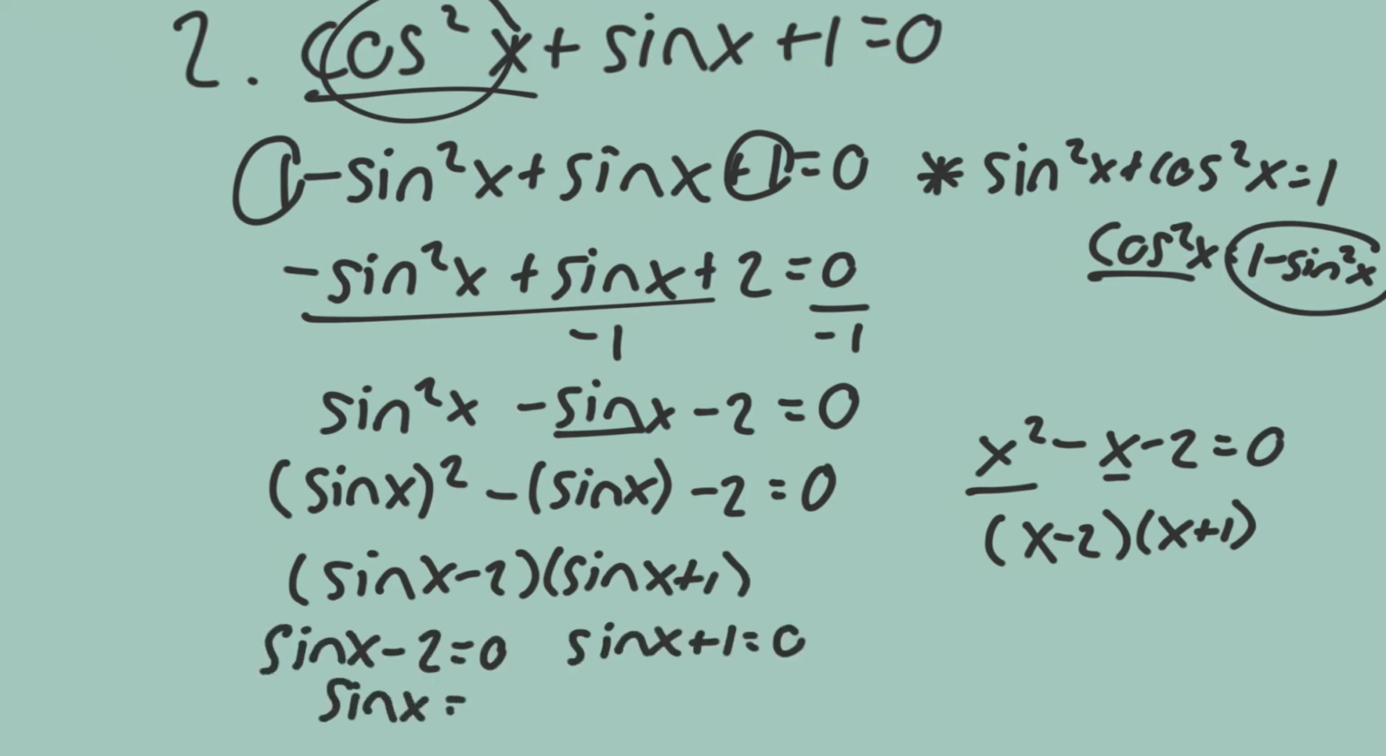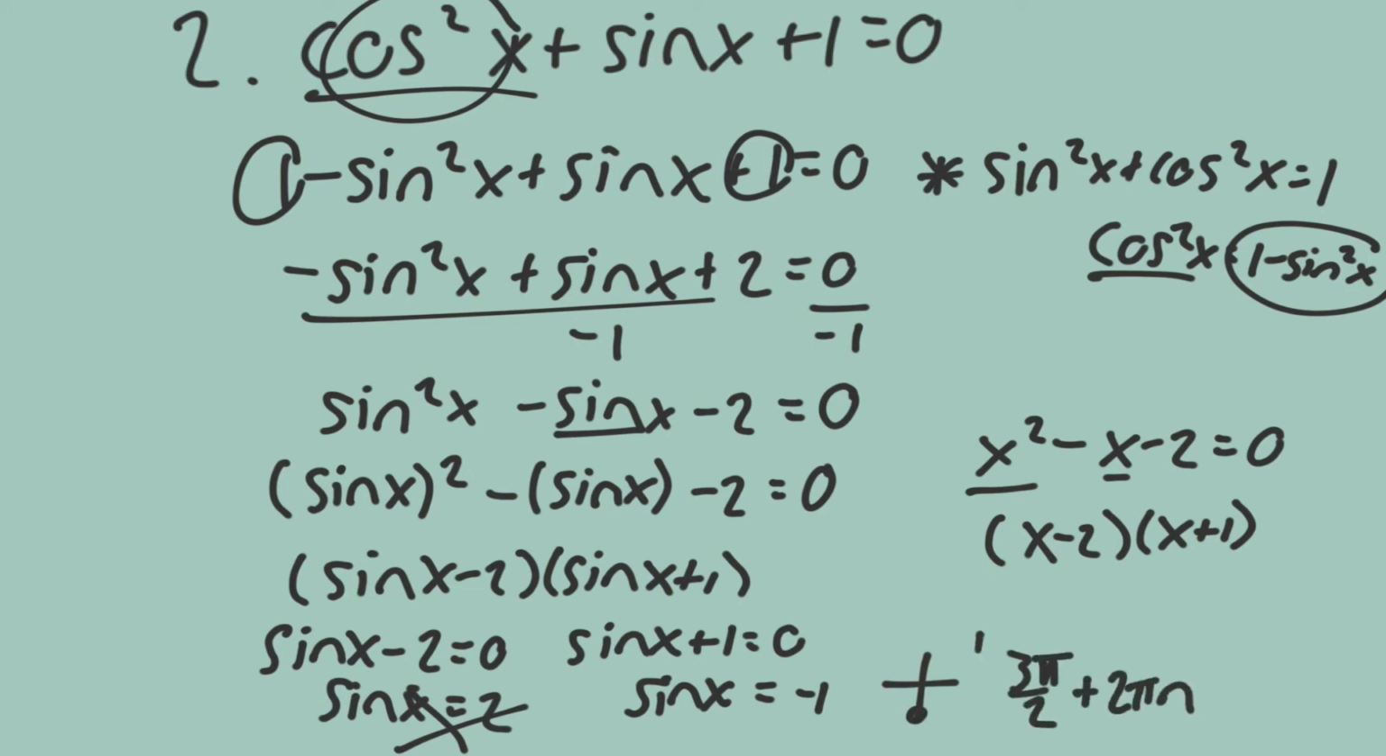Sine x equals 2, but there's no angle that gives a y value of 2. And sine x equals negative 1. That's 3 pi over 2 plus 2 pi n for all solutions.